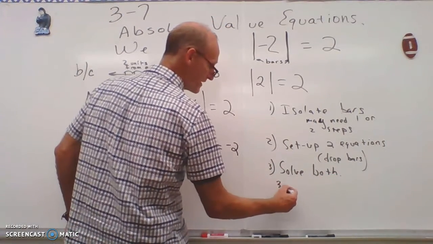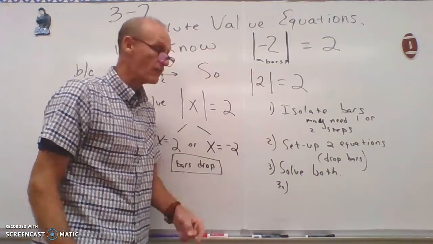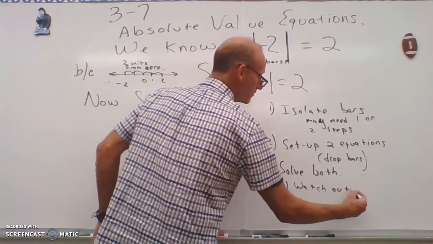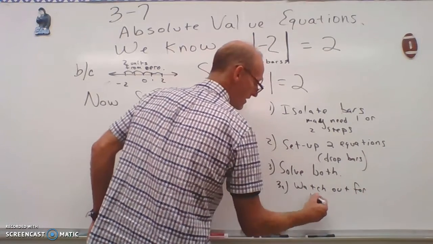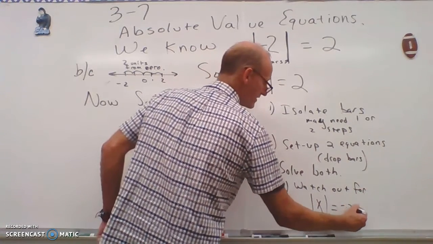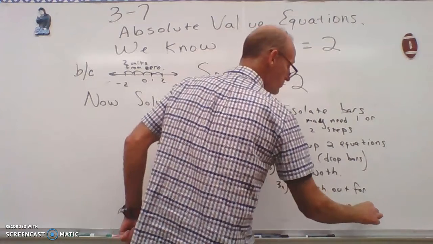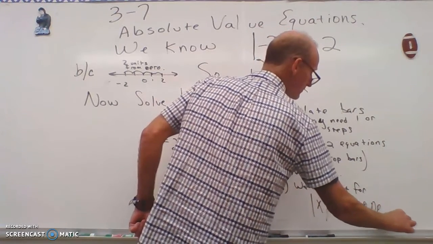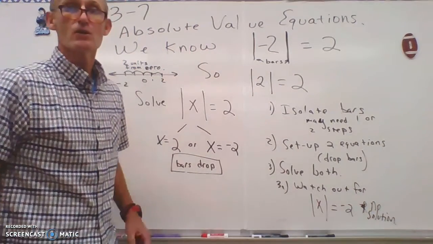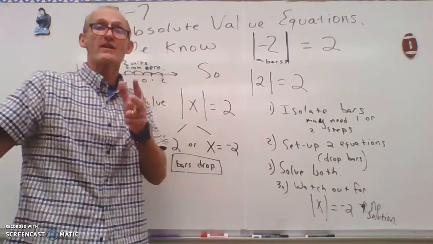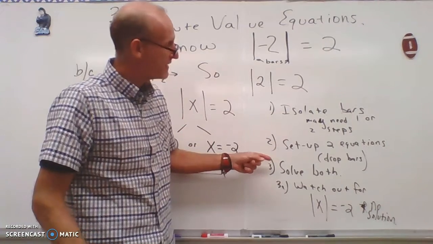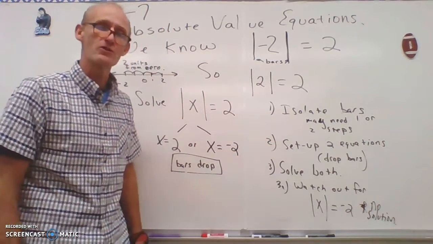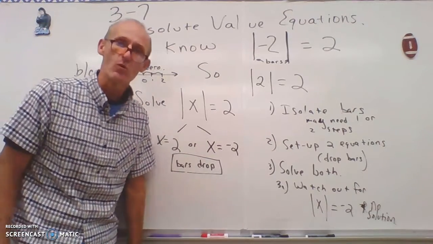And then I like to call this 3a, watch out for the negatives. Watch out for absolute value of x equals -2, because this is no solution. Okay, so sometimes when you isolate the bars, there's a negative equals a negative. That's no solution. Okay, so watch out for that.